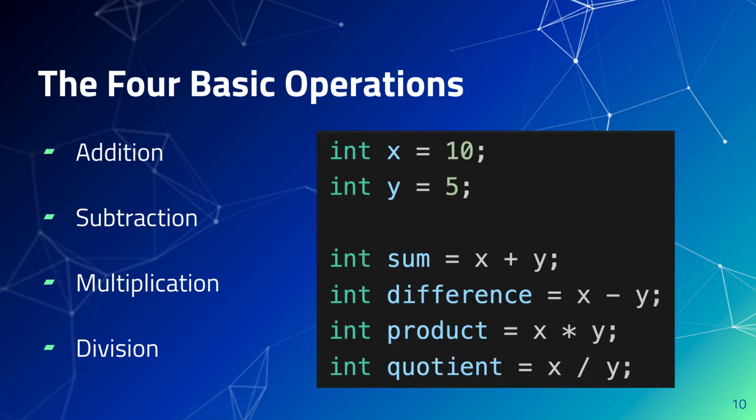If you look at the code, we start by creating two integer variables, x, which is equal to 10, and y, which is equal to 5. Then we create 4 more integer variables, which are each the results of the 4 basic operations. I encourage you to pause the video and try to figure out what each of these values will be. Okay, so just basic math. The sum will be 10 plus 5 is 15, the difference will be 5, the product will be 50, and the quotient will be 2.